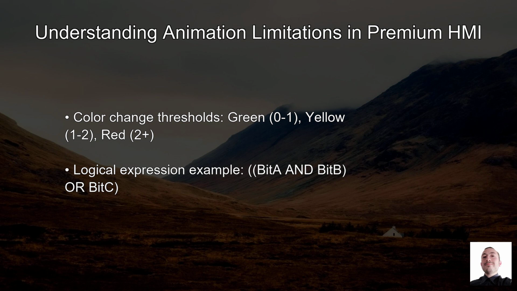Imagine you want to change the color of a rectangle based on a variable's value, say green for values up to 1, yellow up to 2, and red beyond that. While this seems straightforward, the real complexity arises when you want to incorporate logical expressions, such as beta and bit or bic. Understanding these limitations is crucial because it directly impacts the interactivity and responsiveness of your HMI. And here's why that matters: mastering these animations can significantly enhance the user experience and operational efficiency of your machine interface.